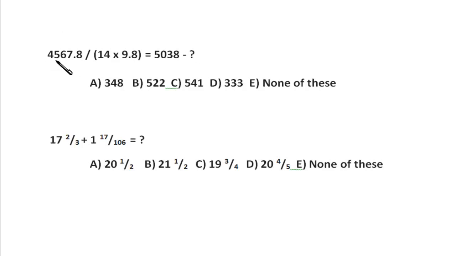Here if you just see, it's 4567.8. That means it is around 4500. Just listen to me carefully. It is around 4500 or 4600, whatever you take, right? Now in the denominator it is 14 into 9.8. If instead of 9.8 it had been 10, then this calculation would have been 140, right? So it's 4500 by 140. The calculation will come around 30 to 40, in between 30 and 40, because this is 140. I just write it for you only, otherwise it's not at all needed.